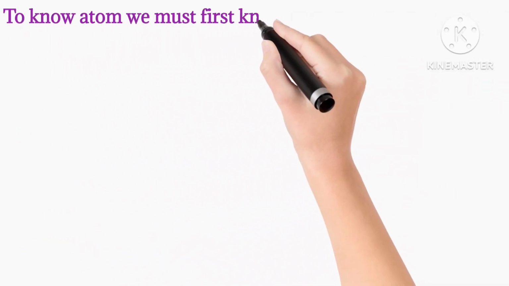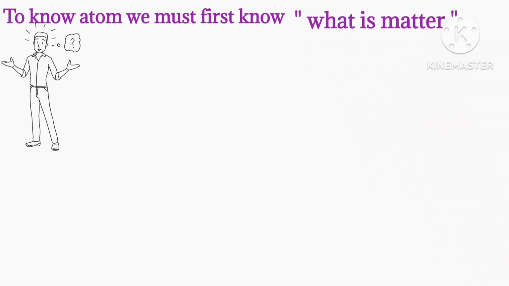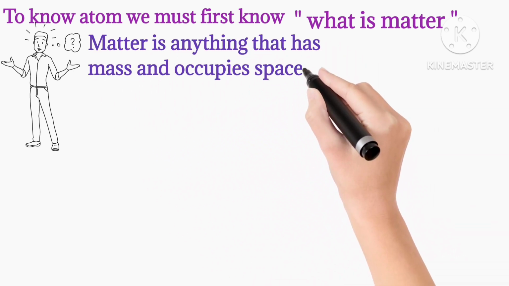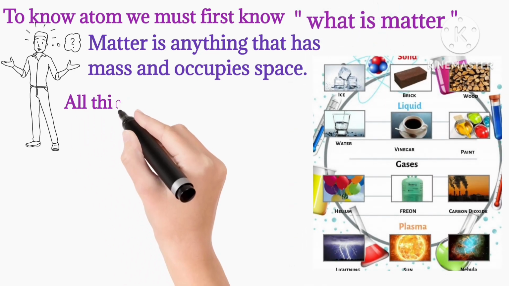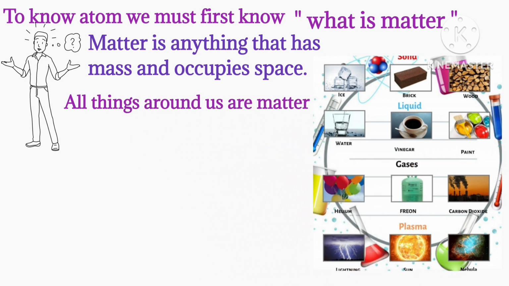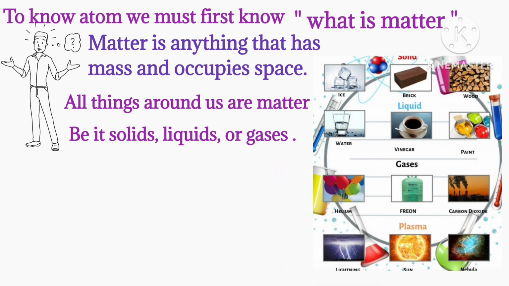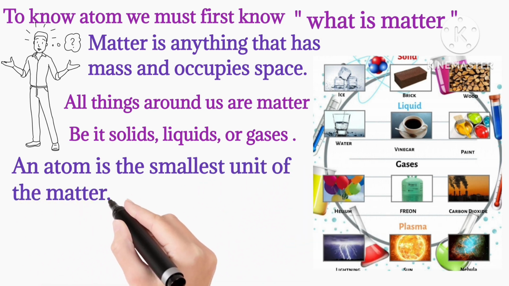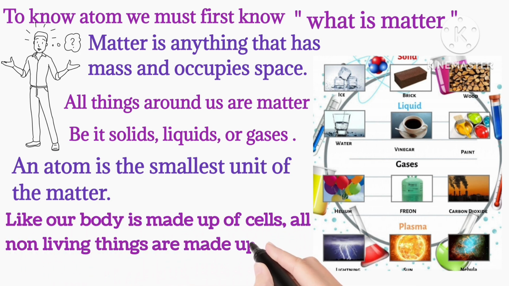To know atom, we must first know what is matter. Matter is anything that has mass and occupies space. All things around us, be it solid, liquid or gases, are matter. So atom is the smallest unit of this matter. Like our body is made up of cells, all non-living things are made up of atoms.